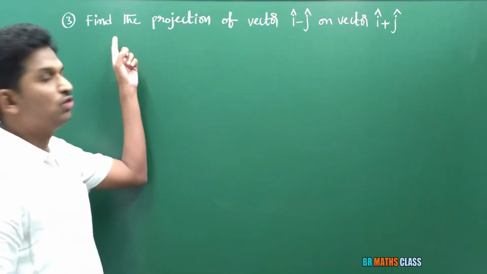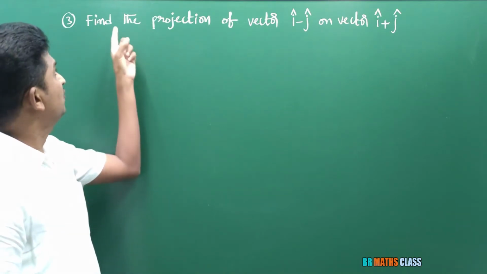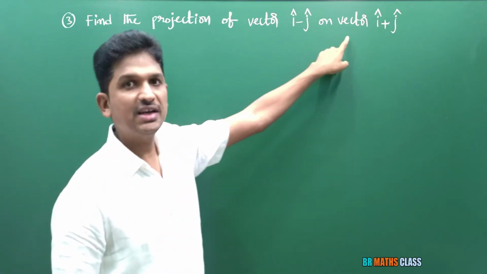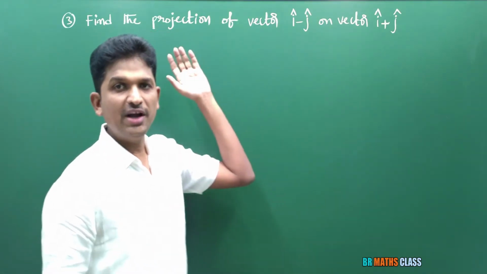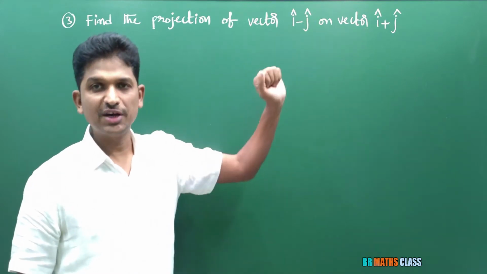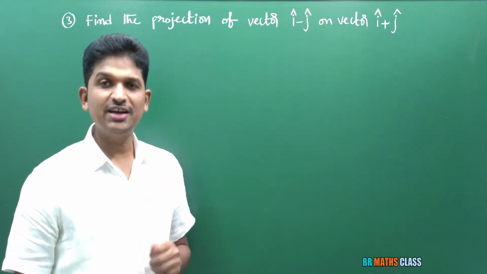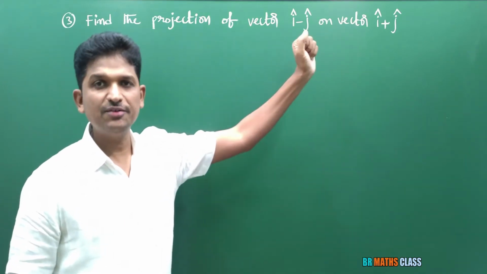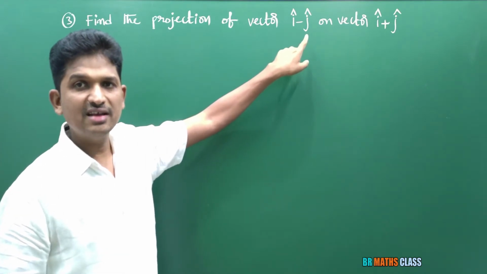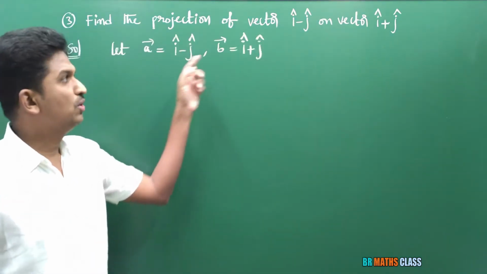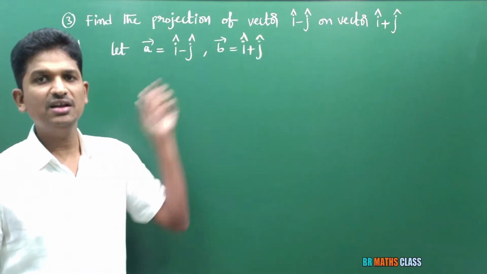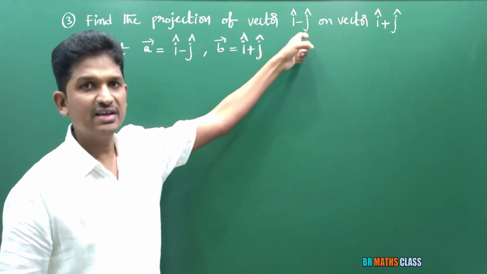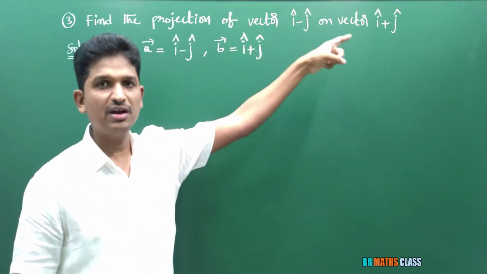Question number 3. You observe this question number 3. What are they asking? Find the projection of the vector i cap minus j cap on the vector i cap plus j cap. We need to find the projection of a vector on another vector. You know the formula to calculate projection of A bar on B bar. First I'll take the given vectors as A bar and B bar. What I need to calculate now? Projection of A bar on B bar, because I consider this vector as A bar.